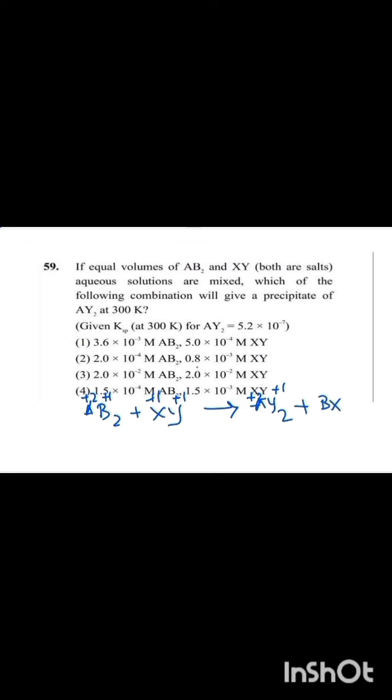BX will be, because B is +1, X will be -1. Now if we balance it out, Y is 2, therefore X will be 2, B is also 2. Now the question is, which of the following will give a precipitate of AY2? We have masses of all the given answers. So suppose it has value C, it will have value 2C.